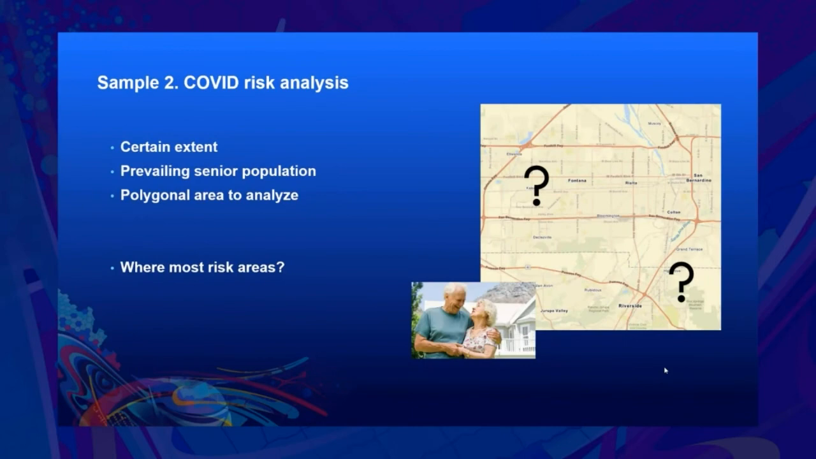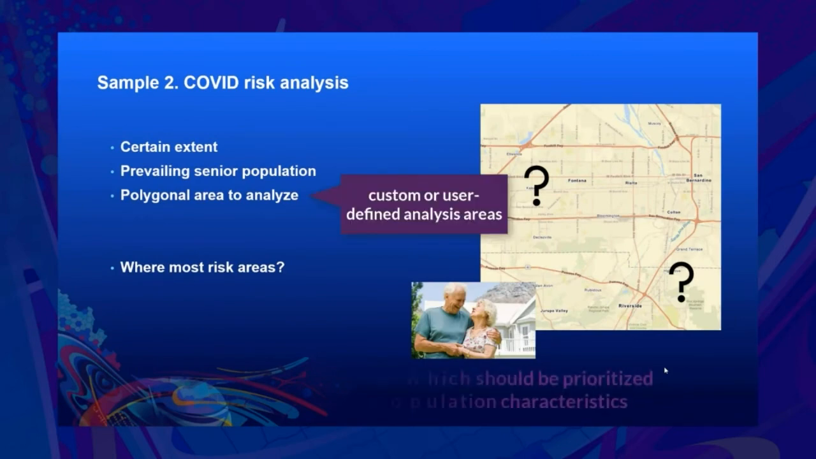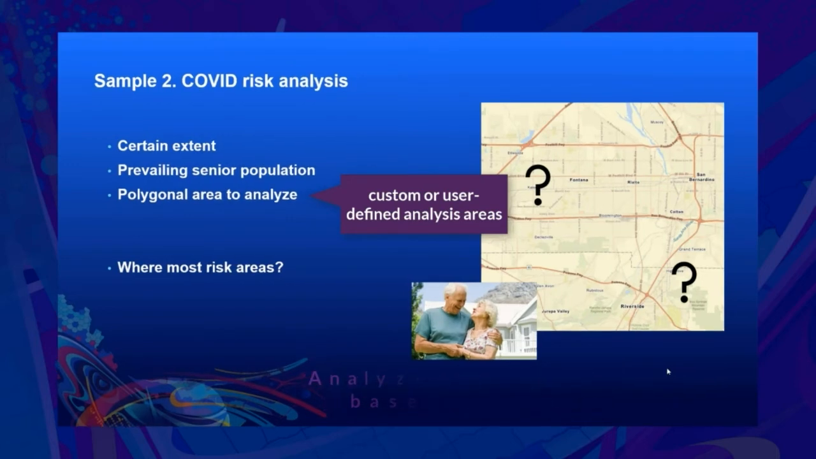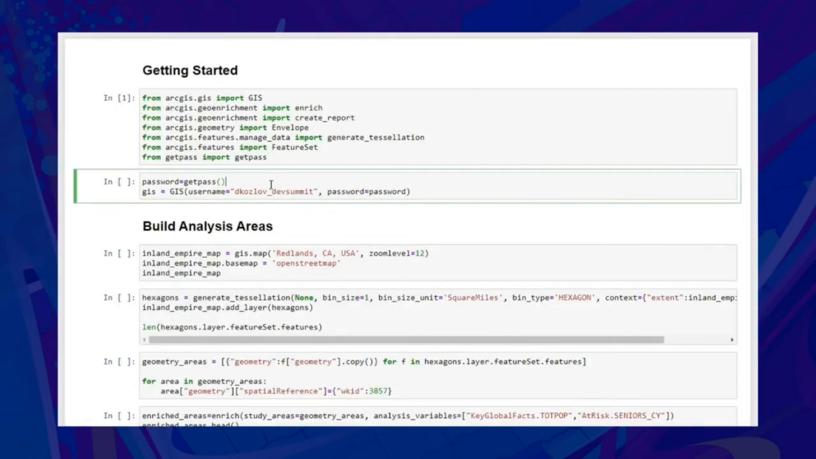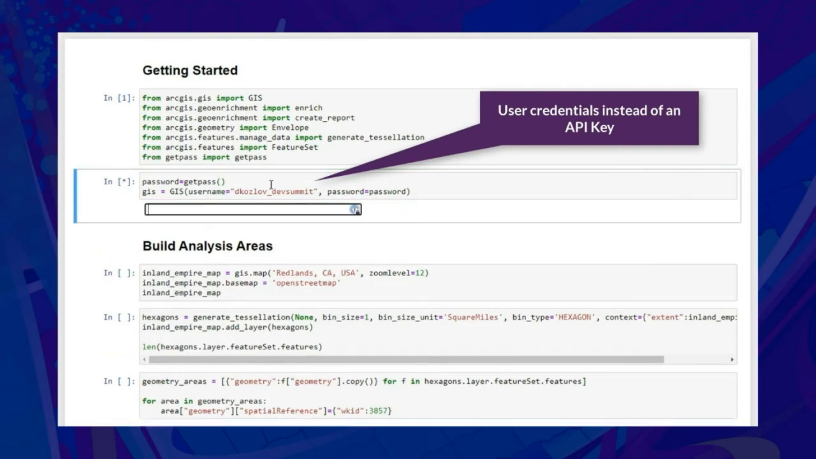In the second sample, we will analyze a certain extent and we will find areas with a prevalent senior population because such areas have a high risk of COVID impact. Let's import the ArcGIS API for Python library. This time we will use a different way to authenticate on the ArcGIS platform, with username and password.